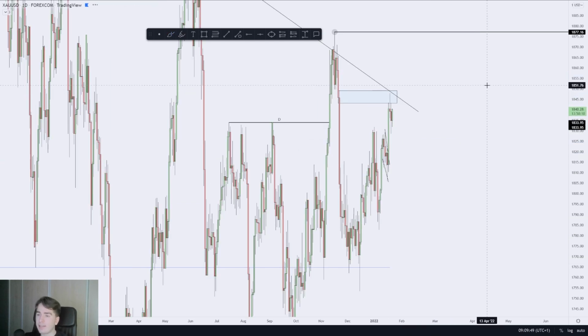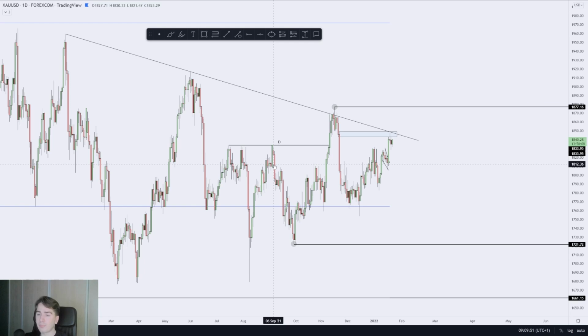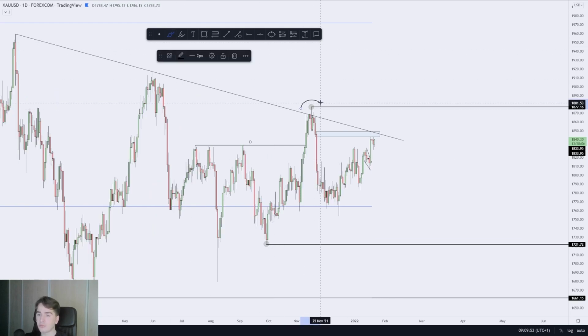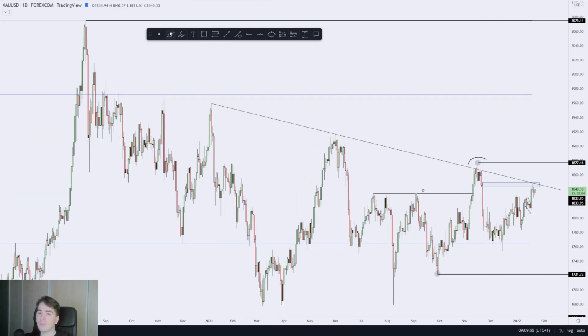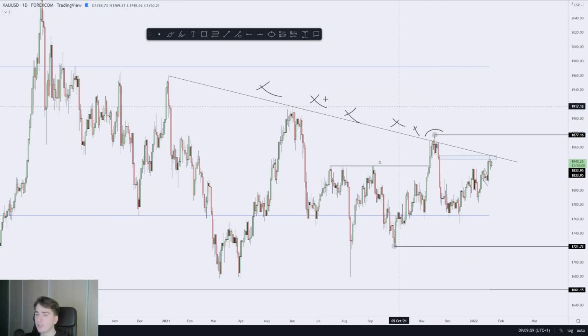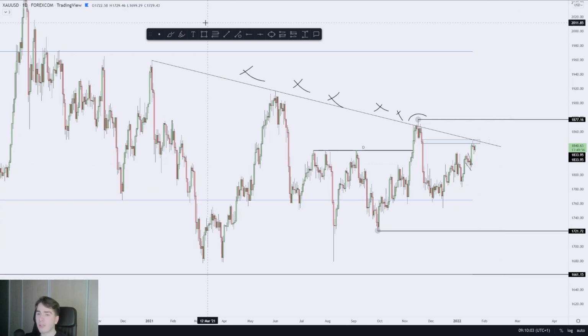Just quickly looking at the daily as well. For me, the daily is ready to pretty much just run this high in line with all the liquidity, which is above this descending trend line. So a lot of liquidity has been built up, a lot of people going short on this trend line. So that's why I think we're going to start popping above it very soon. So yeah, that is it for gold, guys.